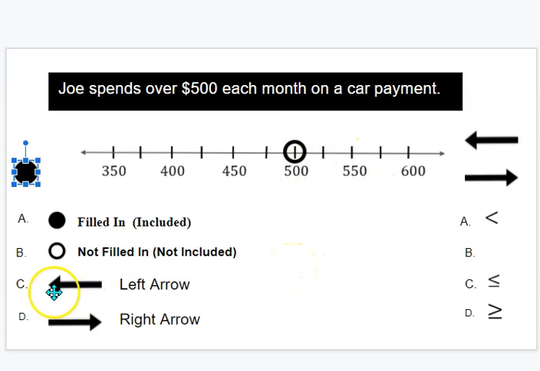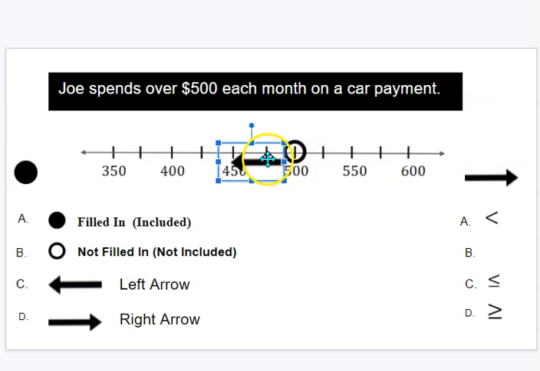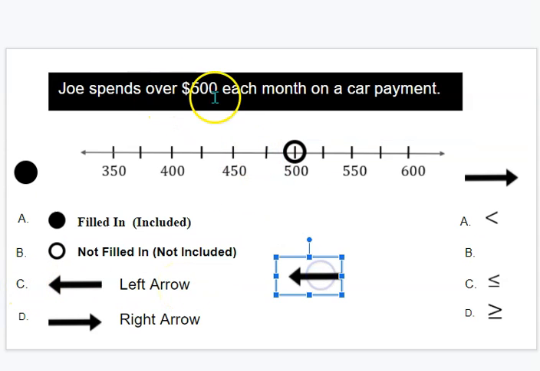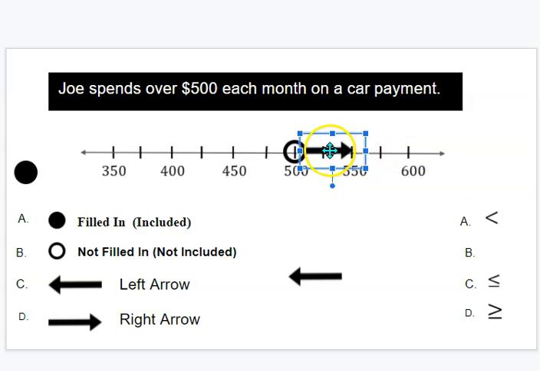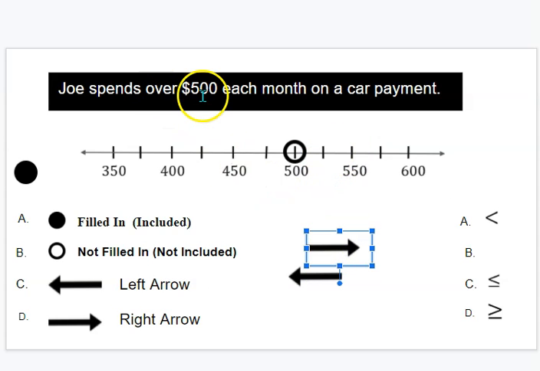Which arrow will we use? Will we use letter choice C or letter choice D? Over 500. Could over 500 be represented with the number 400? Could I shade this side? If so, you're going to choose C, left arrow. If over 500 means the right side, you're going to choose D, the right arrow. What does over 500 mean in this graph? The left arrow or the right arrow? C or D?